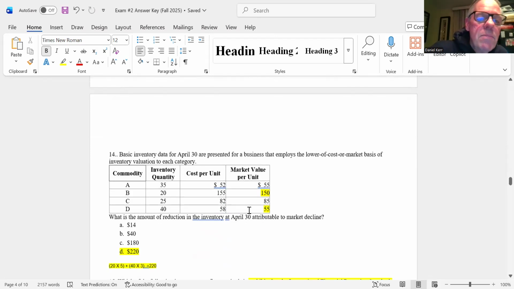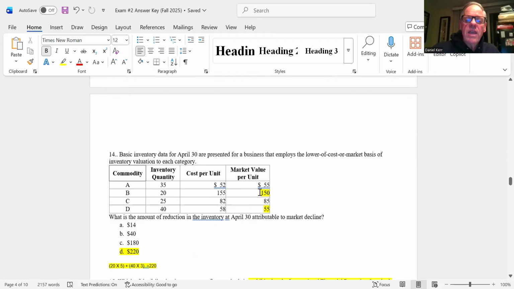Number 14, basic inventory data for April 30th are presented for a business that employs the lower of cost or market basis of value in the inventory. What is the amount of the reduction in the inventory attributable to the market decline? So what you have to do is bring the carrying value of the inventory down to its market value. In each case where the market value was lower than the cost, I highlighted them. So you had here 150 market, and it had a cost of 150.